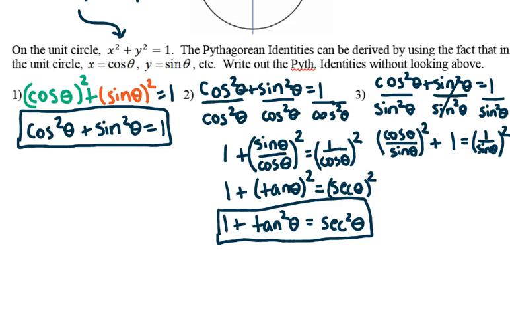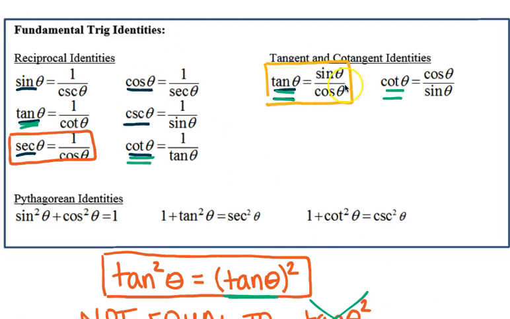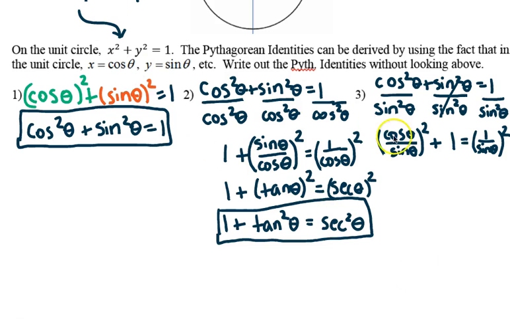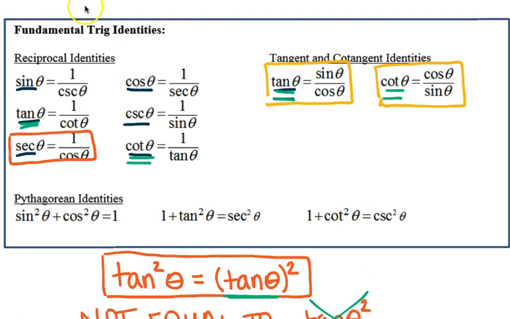Cosine over sine, if we go back here, we can see that that's equivalent to cotangent. So let's replace that with cotangent. So I have cotangent theta squared plus 1 equals 1 over sine squared. Well, 1 over sine would be the cosecant.